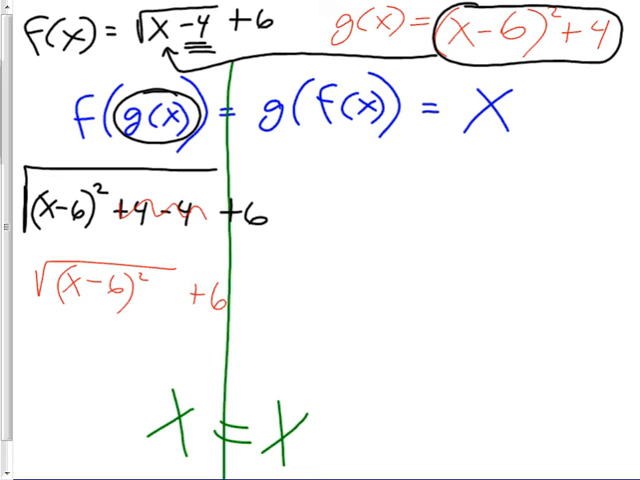Do you get that the squared and the square root are going to cancel each other out? And now I rewrite it again, simplified: x minus 6 plus 6. Now can you see that the plus 6 and the minus 6 are right next to each other and therefore can be canceled?